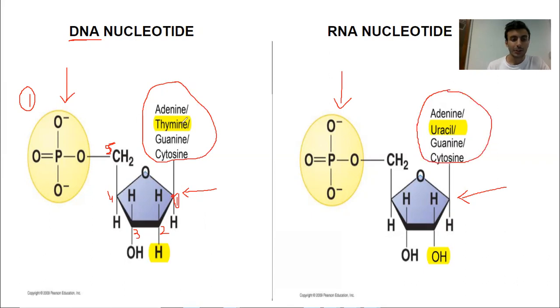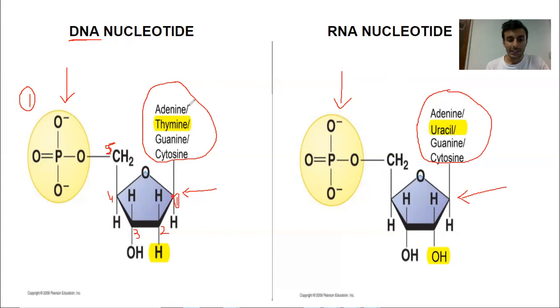In DNA, per nucleotide, there's only going to be one base, and that one base can be any one of the 4 types that I've mentioned here, which are adenine base, thymine base, guanine base, and cytosine base. Whereas in RNA, there's the adenine base, uracil base, guanine base, and cytosine base. Now, there's one base that I've highlighted in both the DNA and the RNA nucleotide.